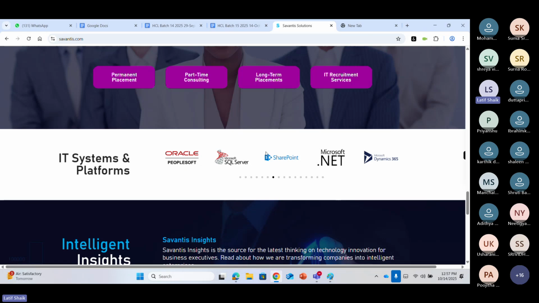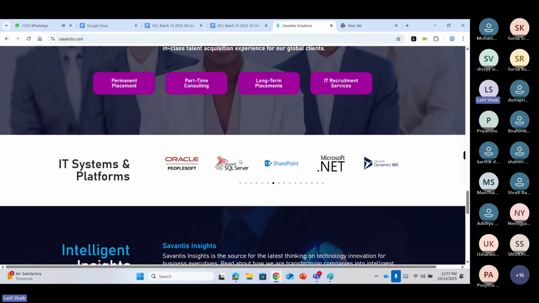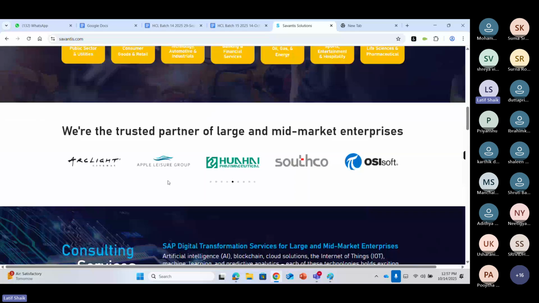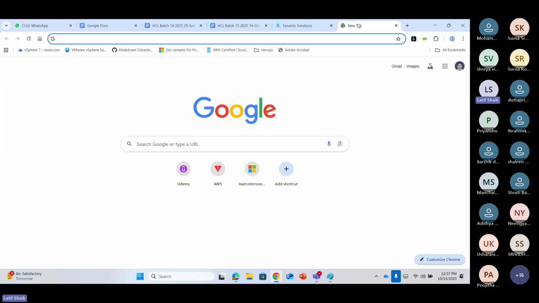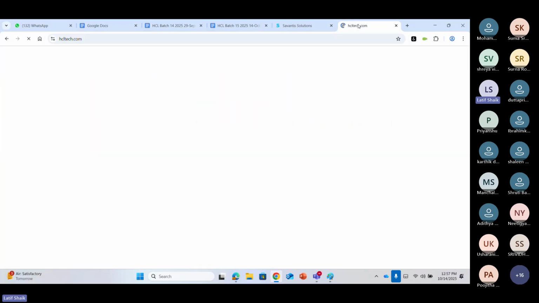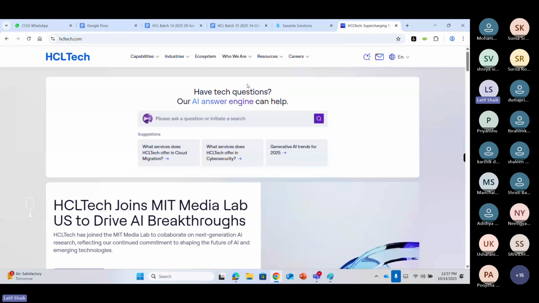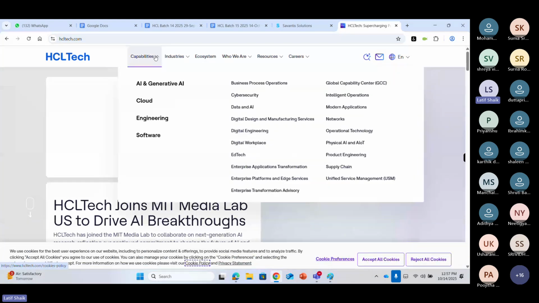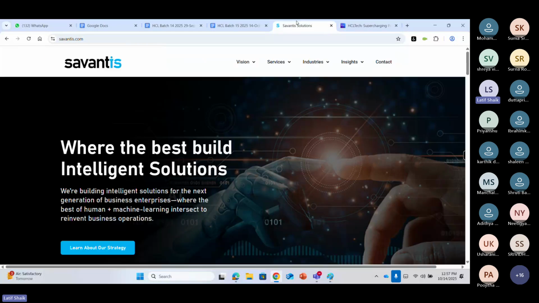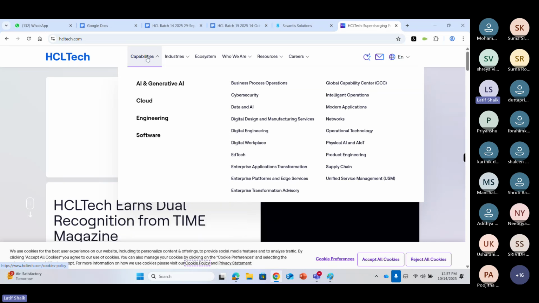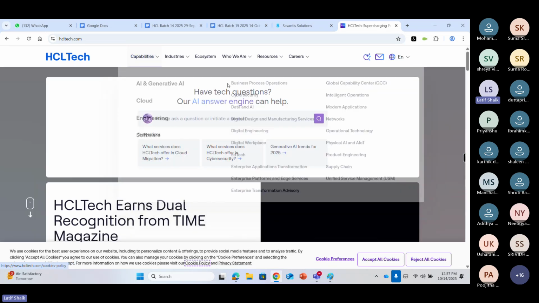IT systems and platforms. We use these platforms. Okay. These are cloud services and these are our clients' names. Okay. So you can go to different sites. Also, you can try HCL, Cognizant, Wipro, Tech Mahindra. So what you do is go to their website and check their services or capabilities. In this one it is services, here it is capabilities. Earlier it was also services, they changed it to capabilities. Okay.